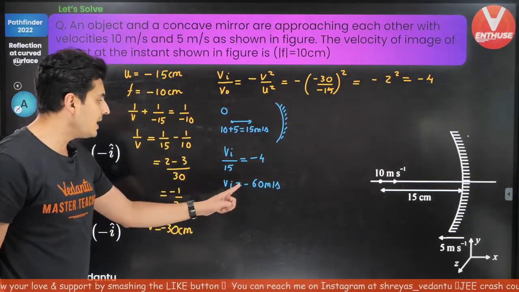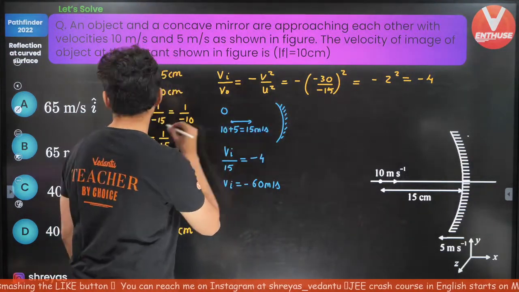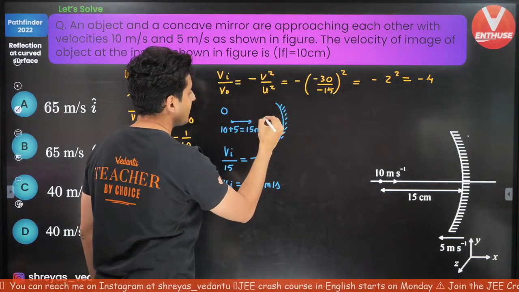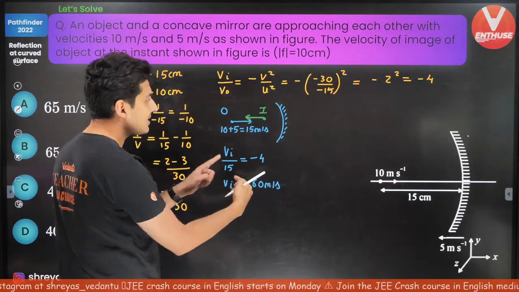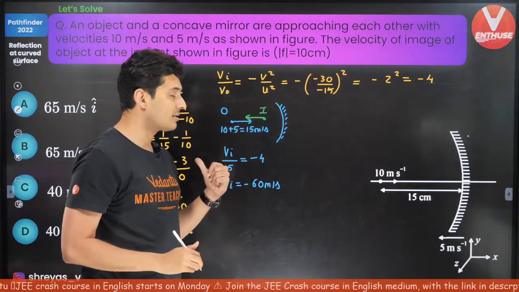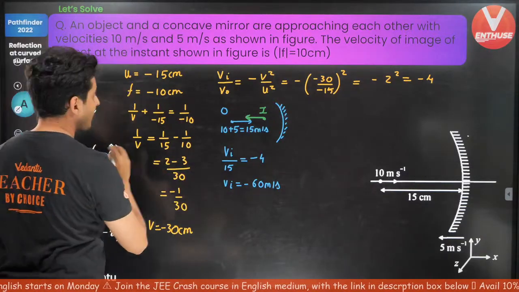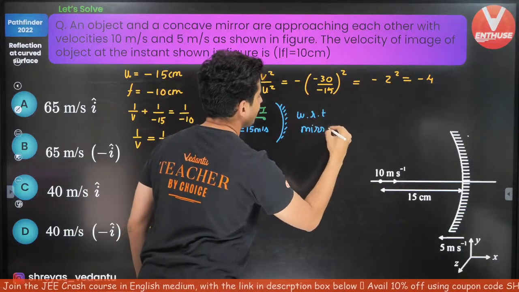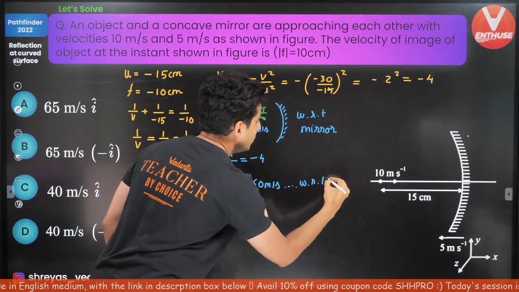What does this mean? VI is minus 60 meters per second. It means the image, look at this, the image is moving this way. The image is going this way with 60 meters per second. Perfect. But that is all with respect to the mirror. What is this frame? This is with respect to the mirror frame. With respect to the mirror frame. This is with respect to the mirror.